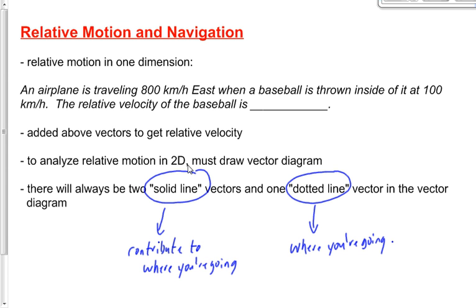Remember we said a few minutes ago in the example up here, where the baseball goes is the sum of the velocity of the airplane and the velocity of the ball. We add those two vectors together. They'd be solid line vectors because they both contribute to where the baseball goes. Where the baseball goes, at 700 or 900 kilometers per hour, would be my resultant velocity. That would be my dotted line vector. Same deal here, except we're dealing with two dimensions instead of one dimension, that's all.